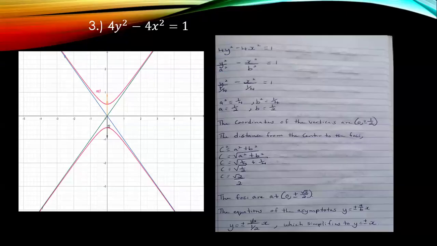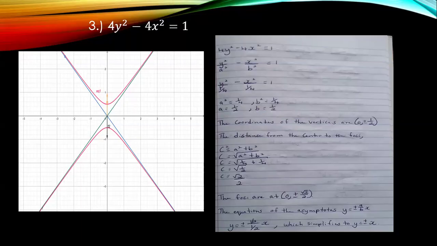So it's going to be y squared divided by a quarter, subtract x squared divided by a quarter, equal 1. So if we square root a quarter, it's going to give us half. So we have a is equal to half, and we have b is also equal to half. So we found our a and b values.